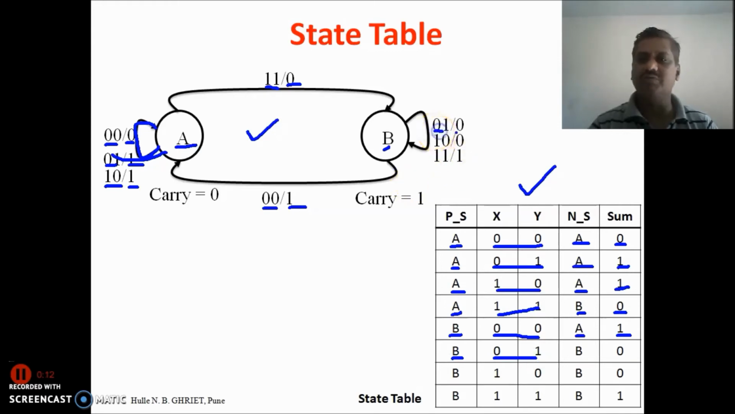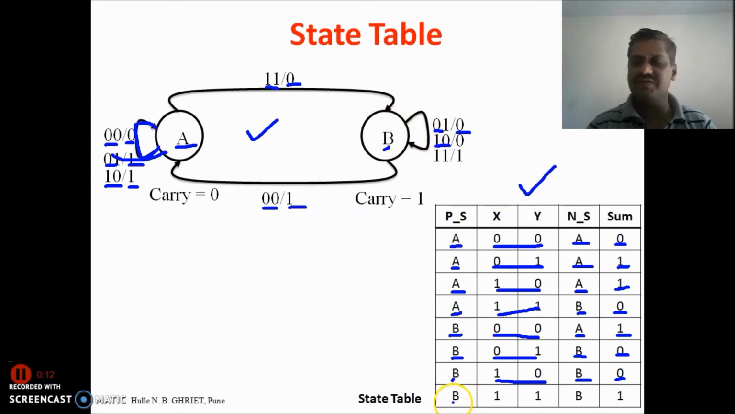Similarly, present state is B, inputs are 0 1, output will be 0, and the next state will be B. Similarly, for 1 0 input, present state is B, output will be 0 and the next state will be the same state, that is nothing but the B state.